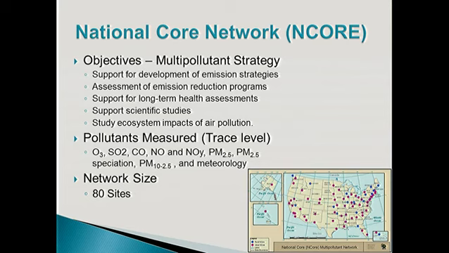It supports trace level instrumentation, with the exception of ozone, but it does look at trace NO2, SO2, so that we can ask some of these scientific questions as we get lower and lower levels. It also studies the ecosystem impacts of air pollution, but we're also looking at NOy, PM coarse, and meteorology, again, to answer some of these atmospheric chemistry questions to further our understanding of air pollution and its sources. So this comprises about 80 sites. Some of them are rural, about 25 to 30, and the remaining ones are located in urban sites.